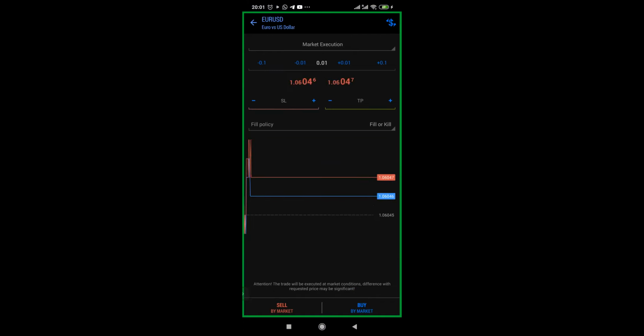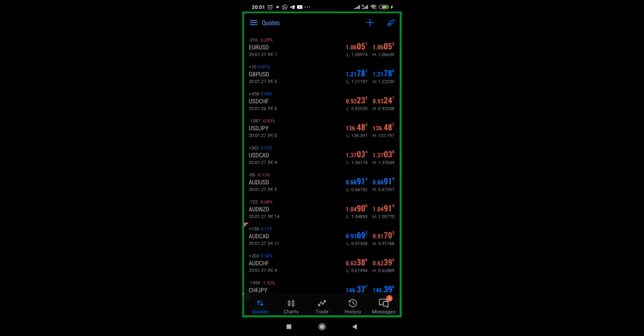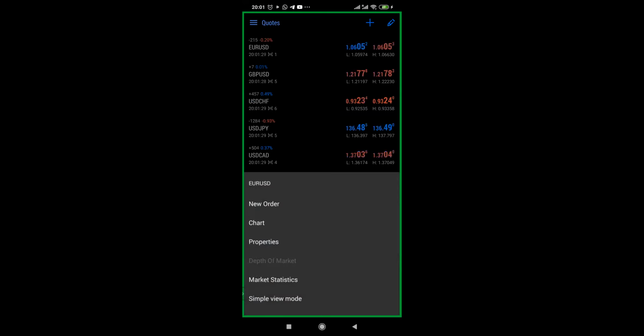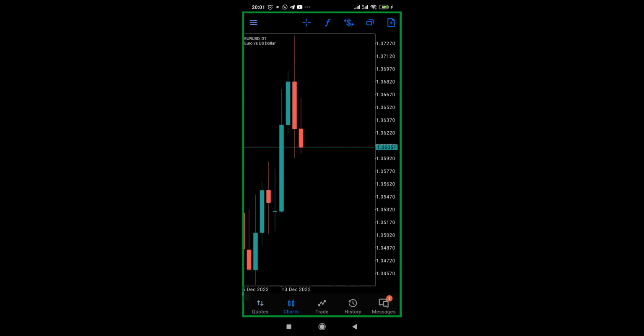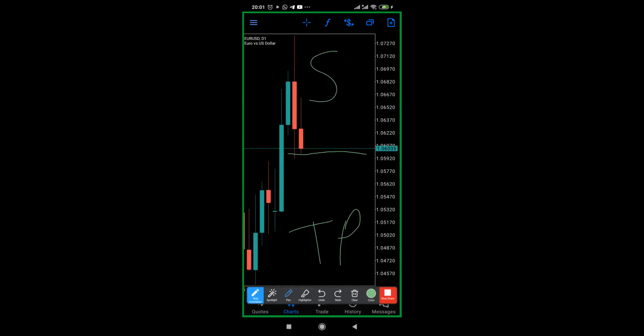So let me just show you visually. I'm going to click on it, and then let's show ourselves the chart for Euro USD. If I'm selling Euro USD, this is the entry price. If I'm selling, that means my take profit is going to be below, and then my stop loss is going to be above. Okay, so that's if I'm selling. If I'm buying, it will be the flip.